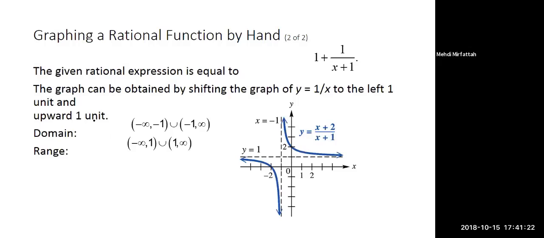So we can graph this by shifting the graph of y is equal to 1 over x to the left 1 unit, because this is x minus minus 1. We're shifting 1 unit to the left, and then here we shift the graph 1 unit up. As you can see, the same graph of y is equal to 1 over x is shifted. So now my asymptotes are shown here. The domain would be from negative infinity to negative 1, negative 1 to infinity, and so is the range. So that would be the graph of the function.